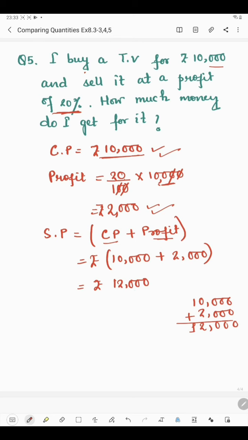Suppose I made a loss on selling something, then to get the selling price, the loss should be subtracted from the cost price. Okay, so this was all about question number 5.